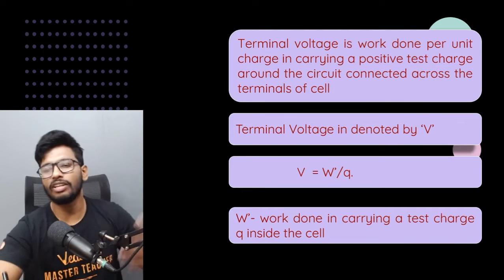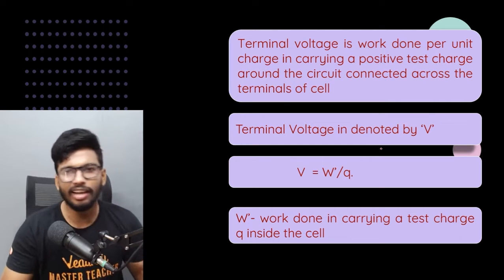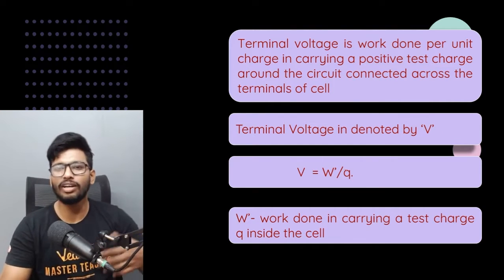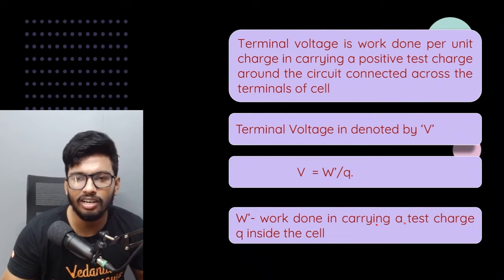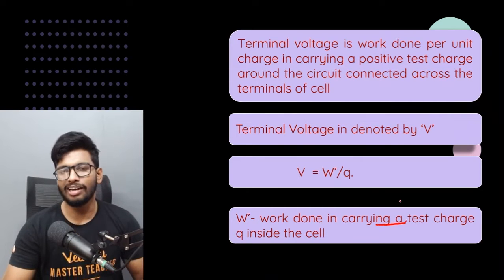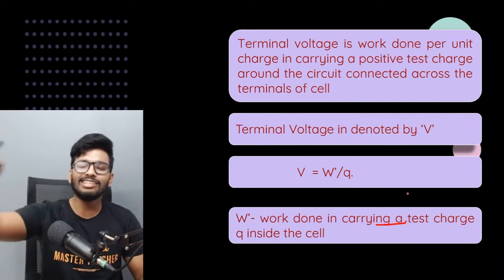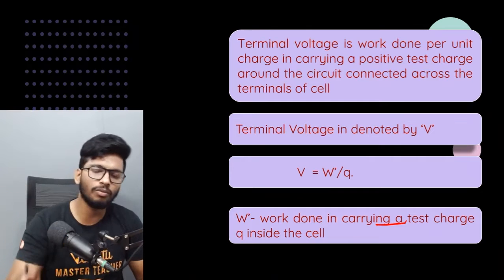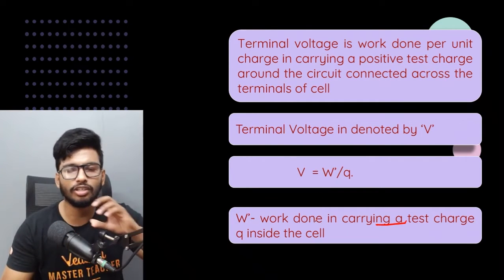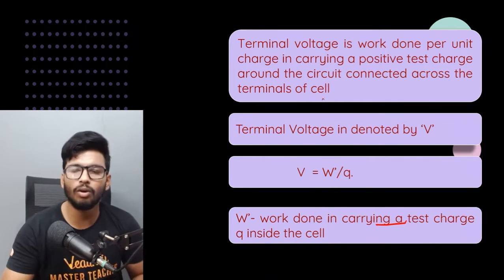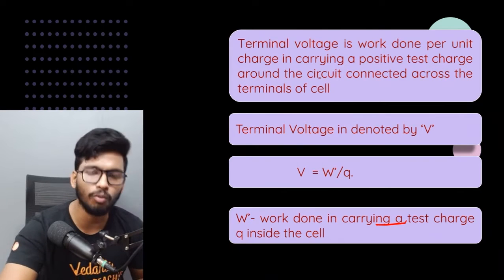All right. So if it is represented by the capital letter V, the formula is W dash by Q, where W dash is the work done by the battery to carry the charge, and Q is the charge. So this is the formula for terminal voltage.